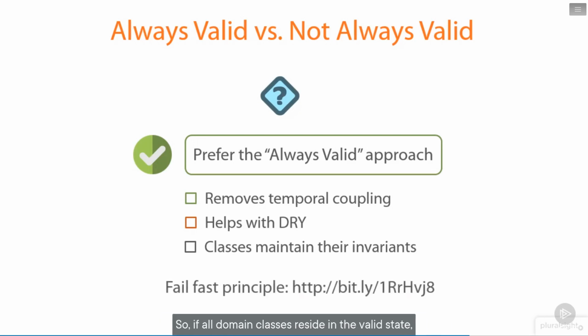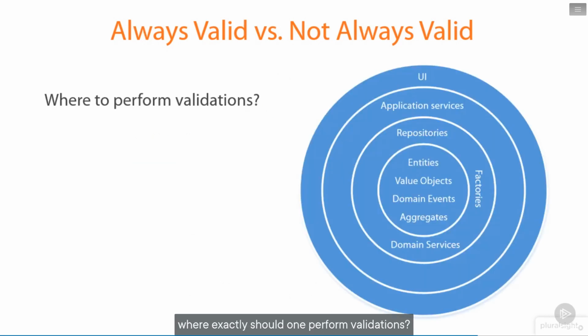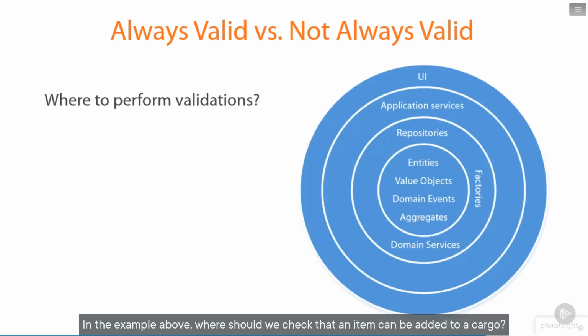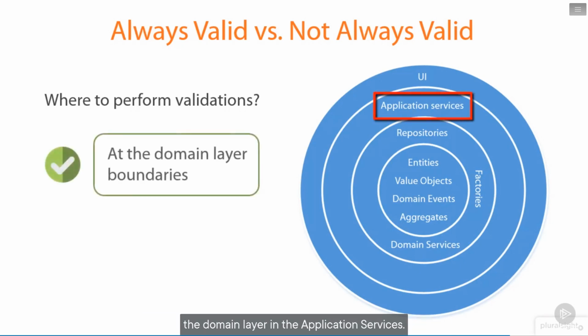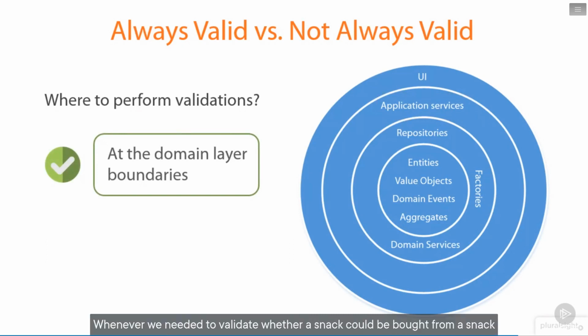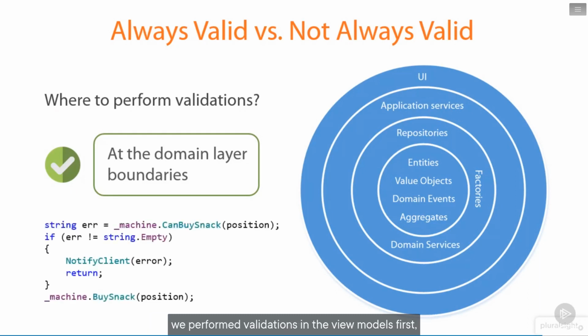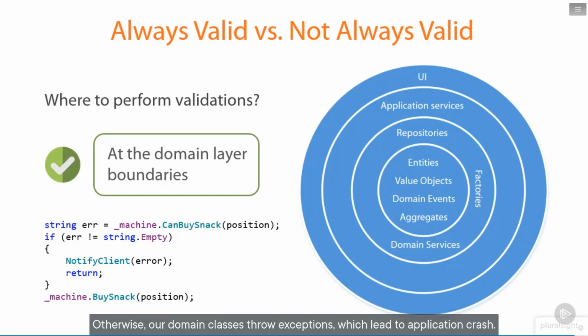So, if all domain classes reside in a valid state, where exactly should one perform validations? In the example above, where should we check that an item can be added to a cargo? The best place to perform such validations is the boundary of the domain layer, in the application services. You saw this technique in our project. Whenever we needed to validate whether a snack could be bought from a snack machine or a sum of money could be taken from an ATM, we performed validations in the viewModels first, and only after that performed the corresponding operation upon the domain entities. This way, we ensured all classes in our domain model always reside in a valid state. Otherwise, our domain classes throw exceptions which lead to application crash.